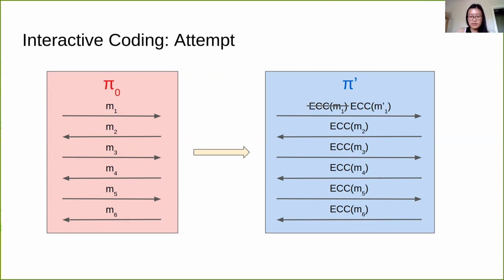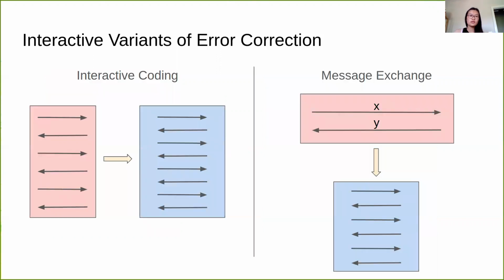And now once the first message has been corrupted, the rest of the messages don't really make any sense, because you're suddenly doing an entirely different protocol with an entirely different first message. So you cannot simulate the original protocol pi naught. So in interactive coding, you have to make sure that you're able to correct for earlier mistakes, even as you're trying to continue with your simulation of the protocol.